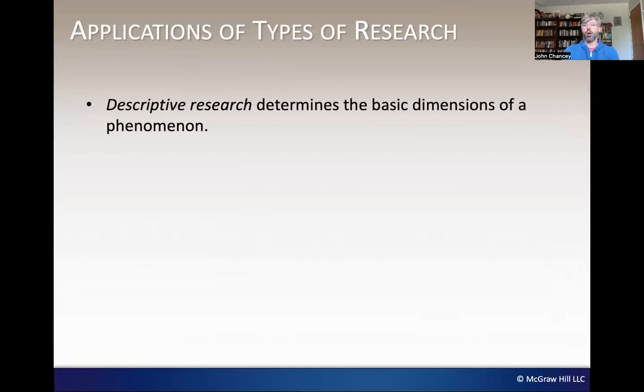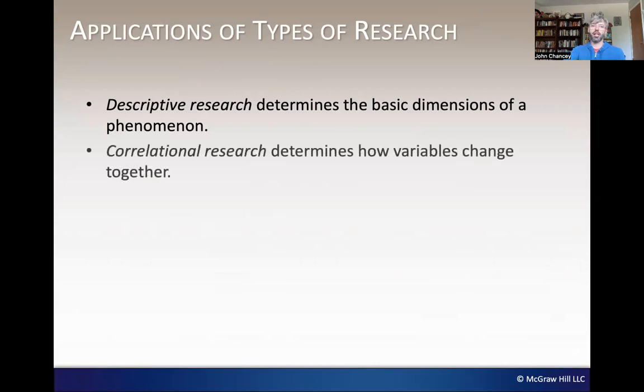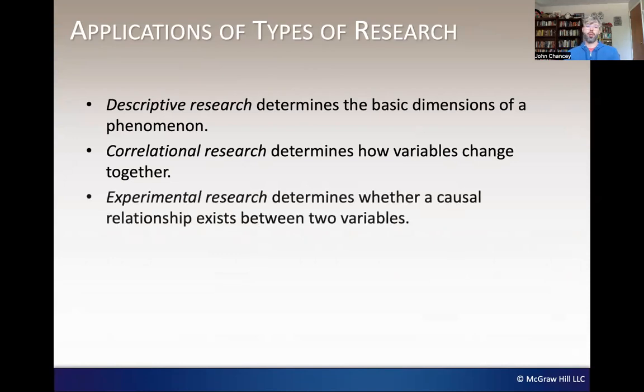Here's what research looks like in application. Descriptive research is determining just the basic dimensions of a phenomenon. Here's what it is. What does it look like? Correlational research looks at how variables relate and change together. And experimental research looks at whether or not there's a cause and effect.